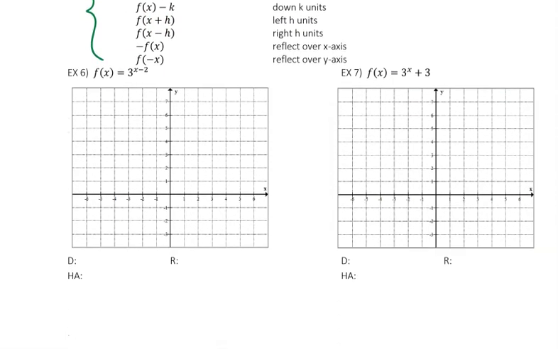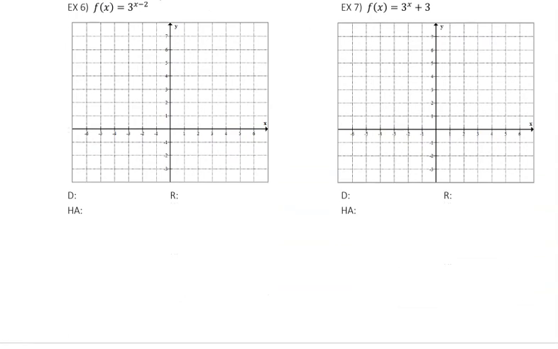All right, so let's go ahead and try some and start moving them around and seeing what happens. To start off, we have 3 to the x minus 2. So we're always going to start by just graphing the parent function, which in this case would be 3 to the x.